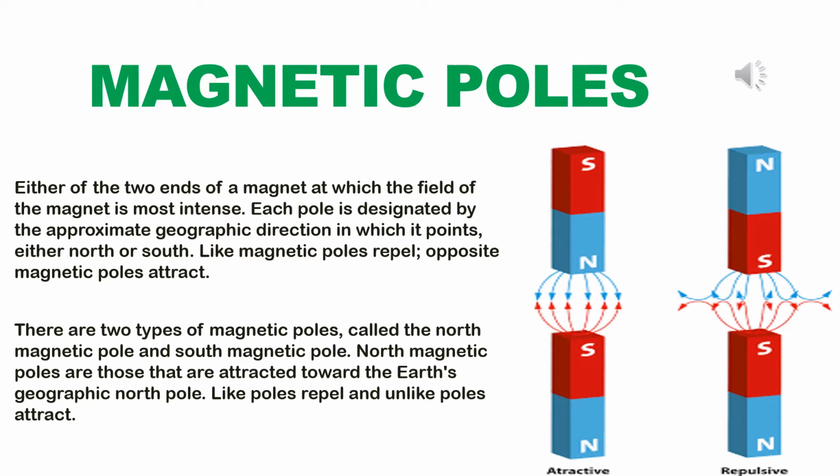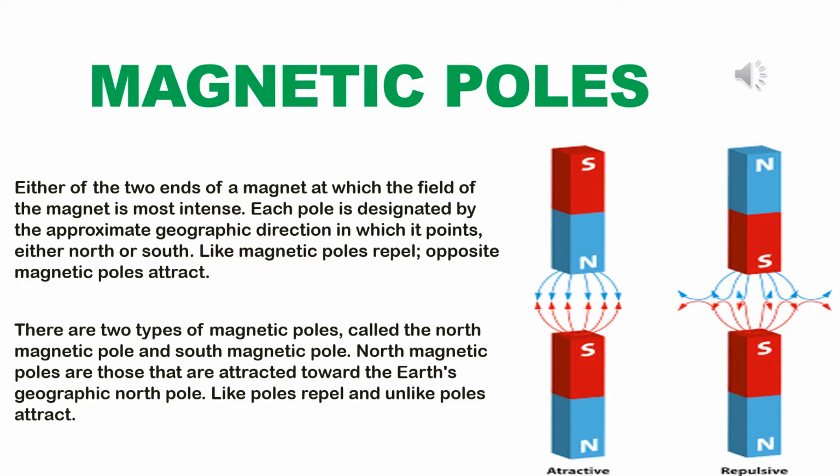So there are two types of magnetic poles called the north magnetic pole and south magnetic pole. North magnetic poles are those that are attracted towards the Earth's geographic north pole. Like poles repel and unlike poles attract. If a bar magnet is dipped in iron filings and then lifted, it is found that lumps of filings cling to it at or near the ends only, and very few or no filings cling to the middle portion of the magnet. So powers of attraction of the magnet are maximum at its ends.